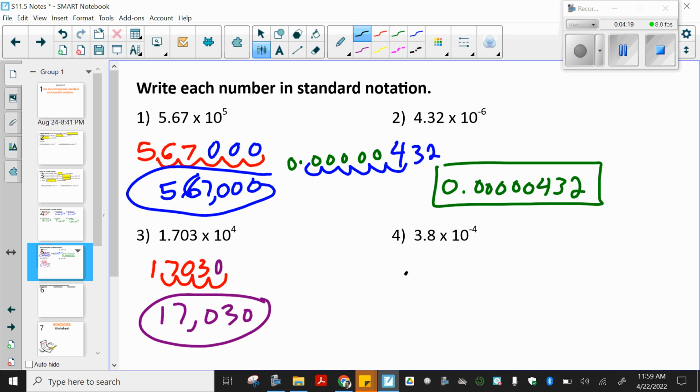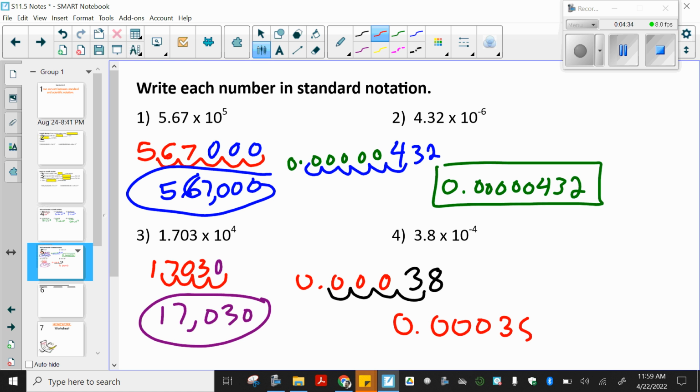Last one. 38 to the negative 4th. 1, 2, 3, 4. 1, 2, 3 extra zeros, and a point and a 0 to start it. So we're going to have 0.00038. Right?